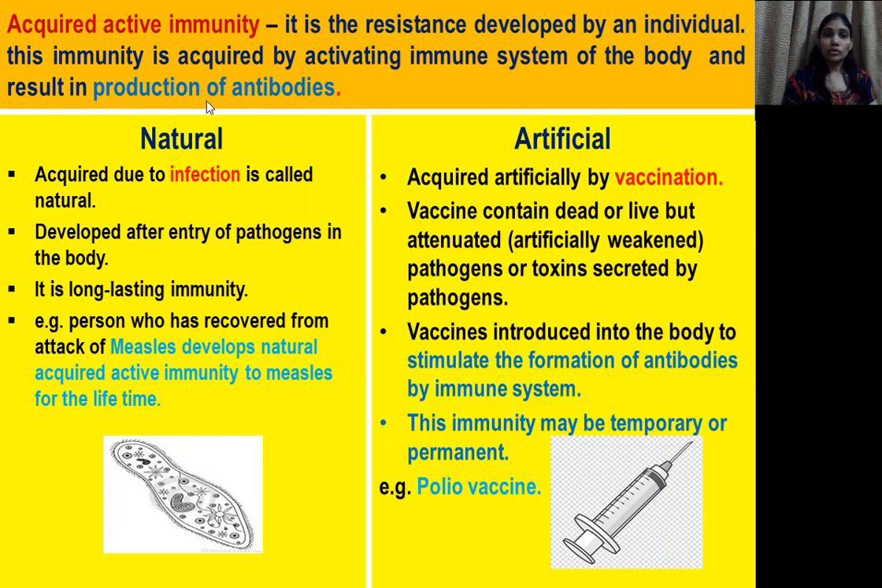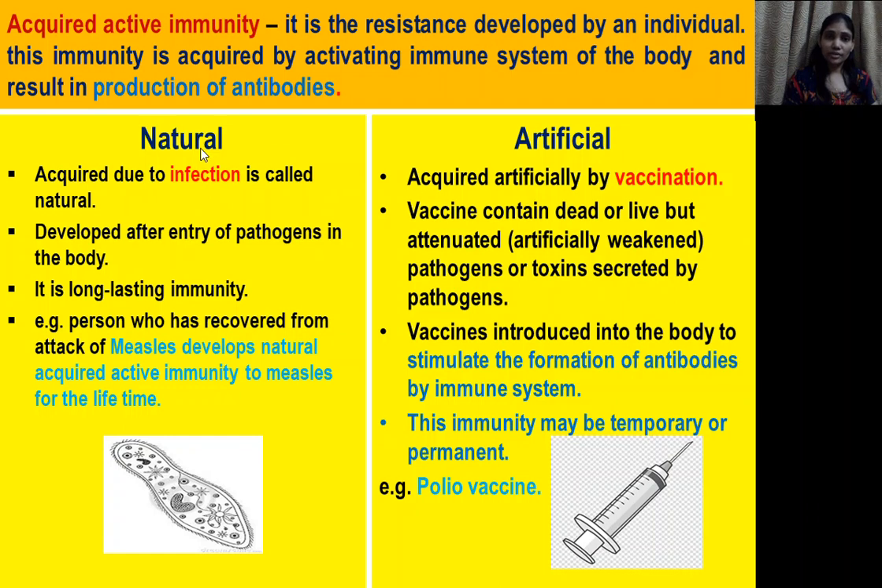Active means production of antibodies are there. This word is important for that. Active immunity, production of antibodies. It may be the natural production or it may be the artificial production of the antibodies in the body. So it may be naturally, through an infection, or artificially, through some vaccination.